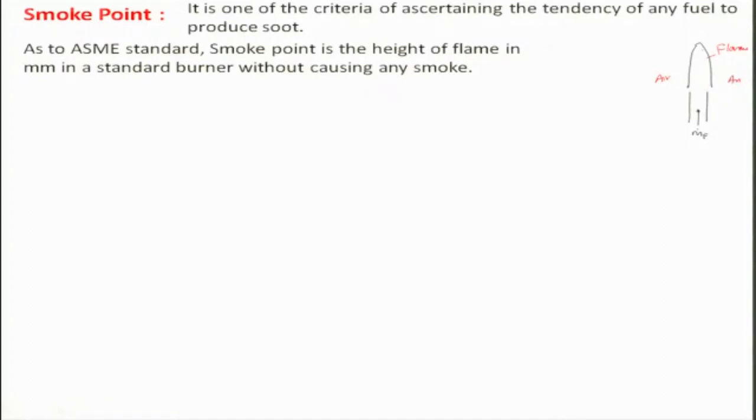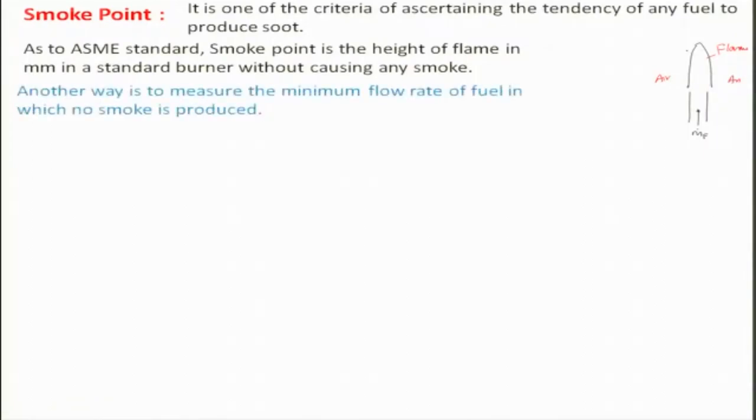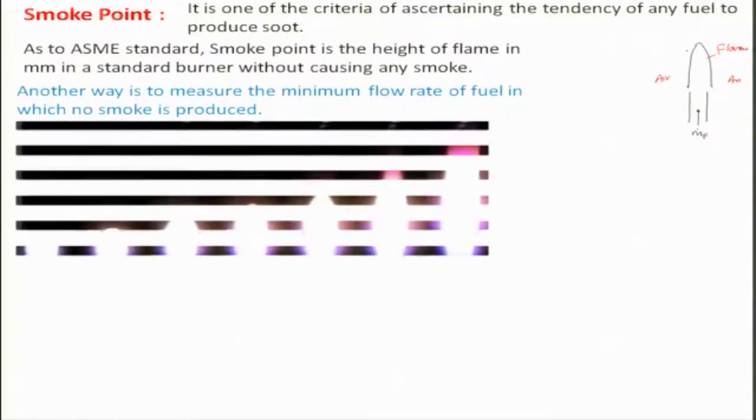And then it will start smoking, right? Smoking means a lot of soot will be produced. That means we will have to find out what is the minimum flow rate of the fuel at which there is no smoke. In other words, that is the critical flow rate at which the smoke will start producing, right? So that we call basically the smoke point.